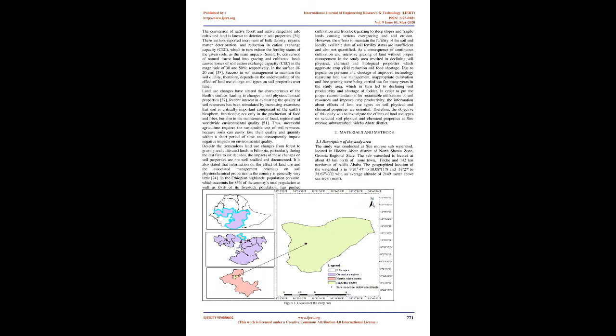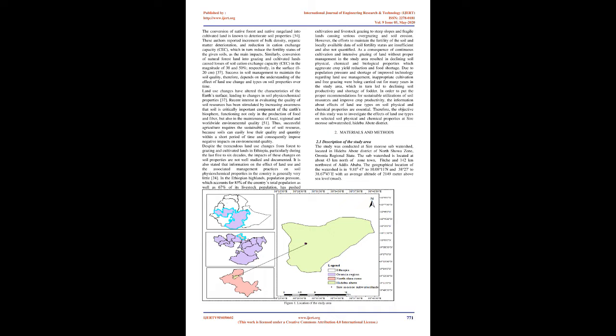It is also stated that information on the effect of land use and the associated management practices on soil physico-chemical properties in the country is generally very little [24]. In the Ethiopian highlands, population pressure, which accounts for 85% of the country's total population as well as 67% of its livestock population, has pushed cultivation and livestock grazing to steep slopes and fragile lands, causing serious overgrazing and soil erosion. However, the efforts to maintain the fertility of the soil and locally available data of soil fertility status are insufficient and also not quantified.